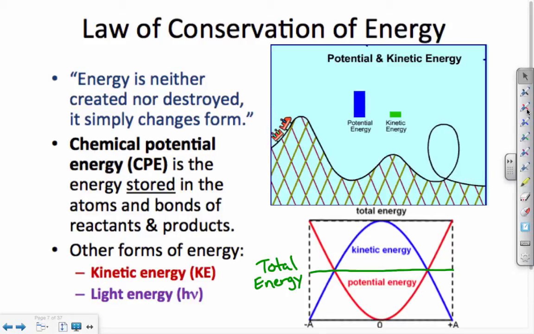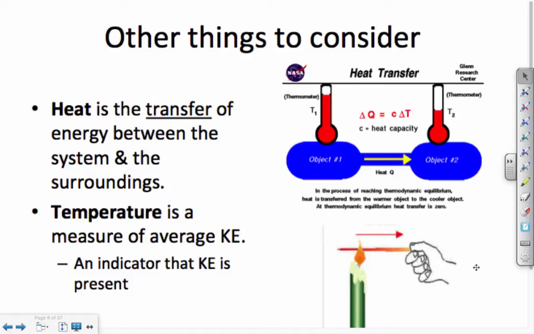Chemical potential energy, or CPE, is the energy stored in the atoms and bonds of reactants and products. During a chemical reaction, this potential energy increases or decreases as it is changed into other forms of energy and vice versa. Some other terms to consider are heat and temperature.